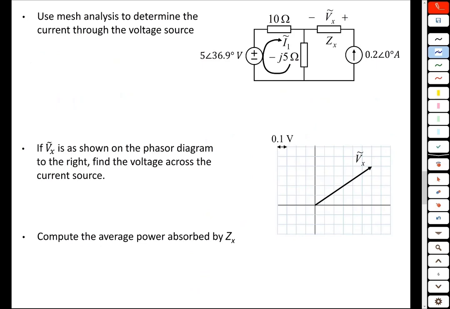So in this problem, we're asked to use mesh analysis to determine the current through the voltage source. And just like the nodal analysis problem, our circuit is already given in phasor form, so we don't need to convert anything. So we can just follow the DC algorithm for mesh analysis, except we're going to be using complex variables and complex numbers. So there are two meshes.